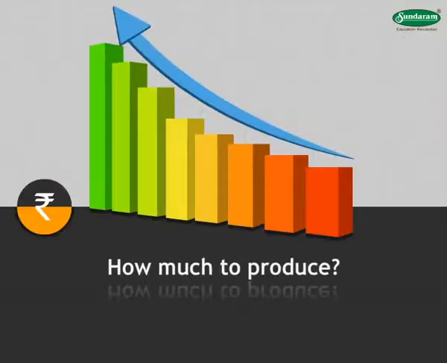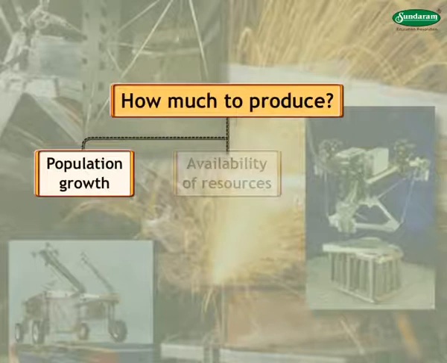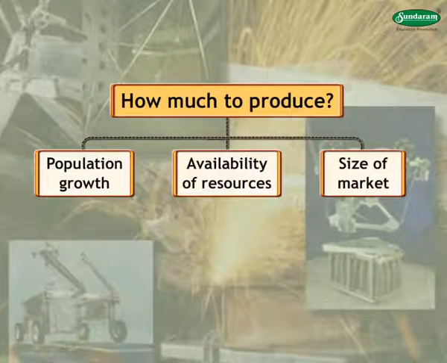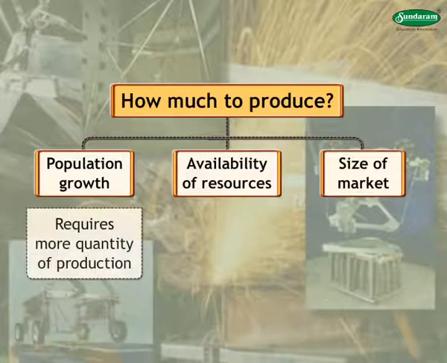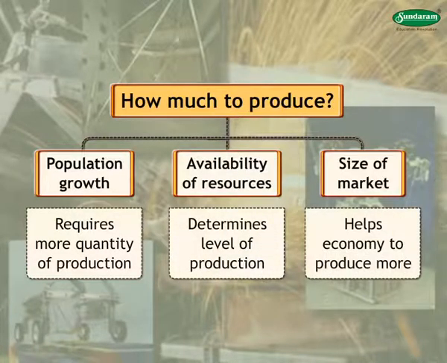How much to produce? The decision regarding how much to produce depends upon population growth, availability of resources, and size of market. A country with large population requires more quantity of production. Availability of resources determines level of production. An economy can produce more if the size of market is large. Every economy aims to expand its production to maximum level.